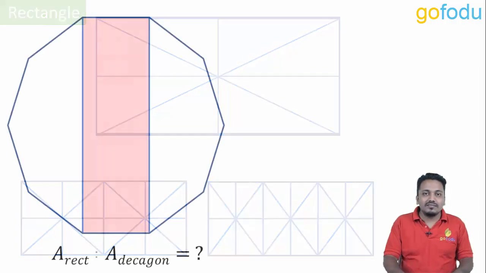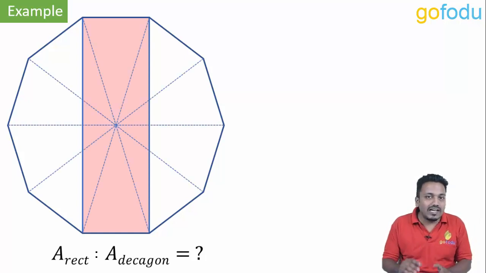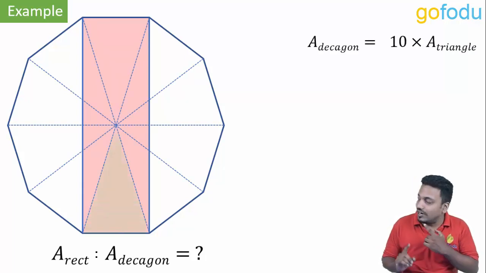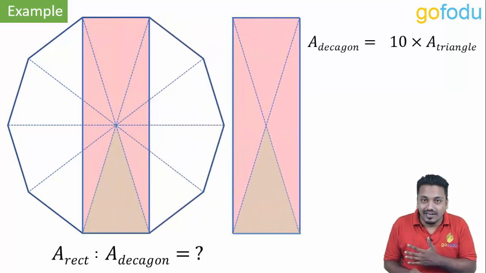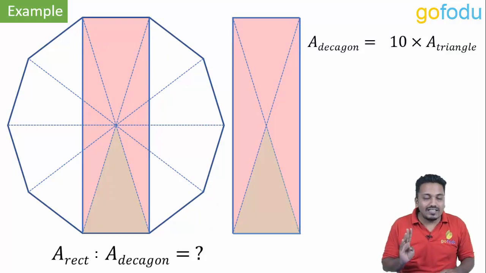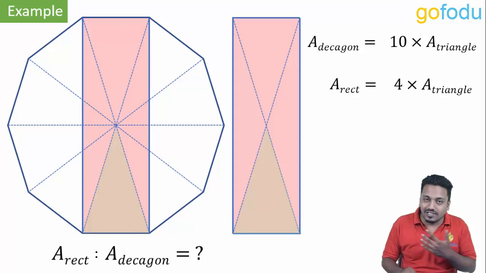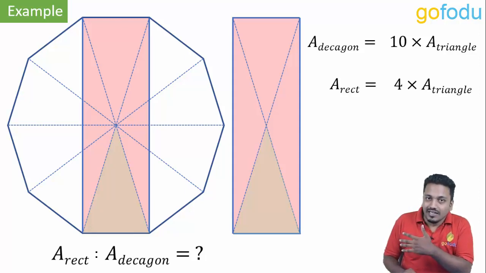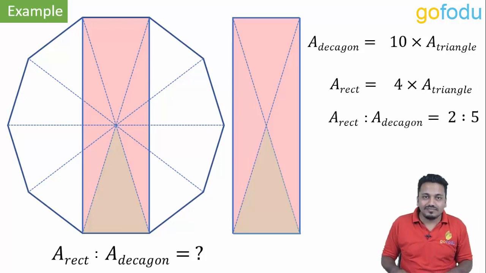Now let's take a question. Area of this shaded rectangle to area of regular decagon is to be calculated. A decagon can be divided into 10 congruent triangles. So area of decagon is 10 times area of this one triangle, right? And if you look at this rectangle, its diagonal divides it into 4 triangles of equal area. So area of rectangle is 4 times area of this triangle. Clearly the ratio is 4:10 or 2:5.